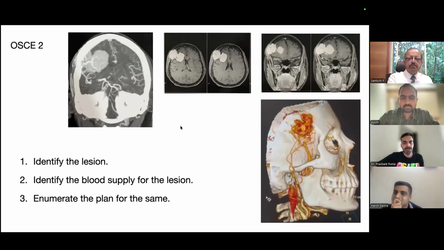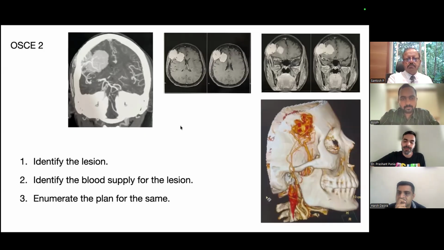How would you deal with the lesion? What would be the plan? Any special plan apart from just going in and excising the lesion? Yes, sir. Since it's a highly vascular tumor, I can plan for a pre-operative embolization of the tumor, sir. Okay, and then going in. Pre-operative embolization, and then within 48 hours proceed for the resection of the tumor, sir.